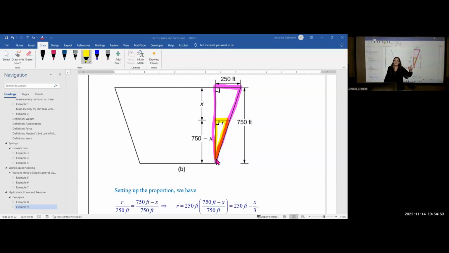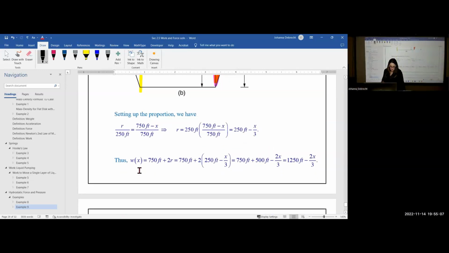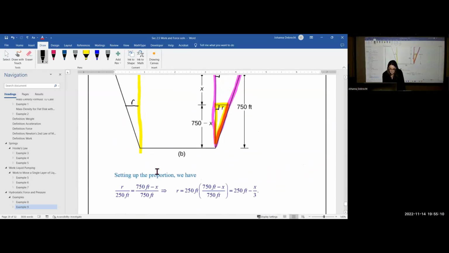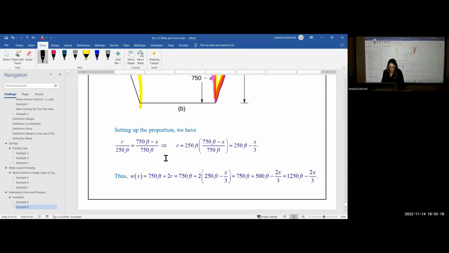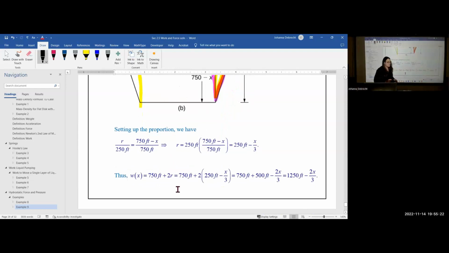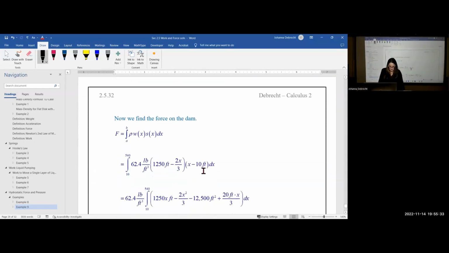But remember that we've got two of these. We've got one on either side. So over here on this side, we have another R. So what we actually need is 2R. So we're going to take the width, which is the 750 coming from the center part. This part right here is 750 feet, plus R from the left and R from the right, which is 2R. And that ends up giving us 1,250 feet minus 2X over 3, which is a relationship based on X. So now that we know what the width is, we can set up our integral.